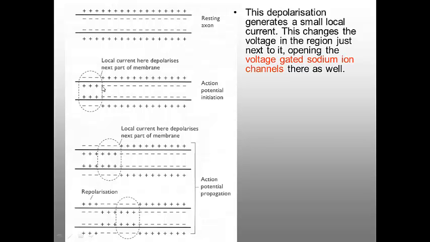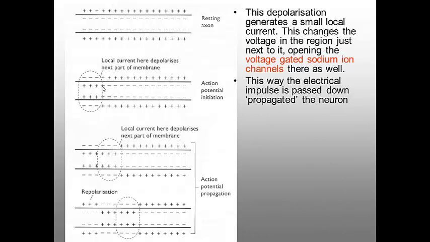Now think back to what we've learned about our voltage gated sodium ion channels. Once you get to a threshold voltage, so about minus 55 millivolts or above, those voltage gated sodium ion channels are going to open. Now as they open up, they are going to totally depolarize that membrane.